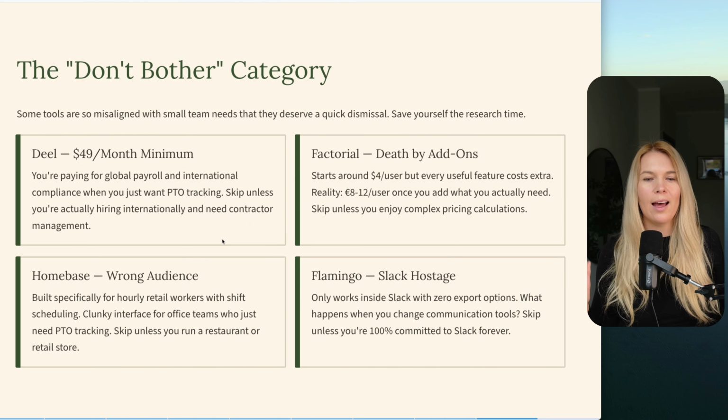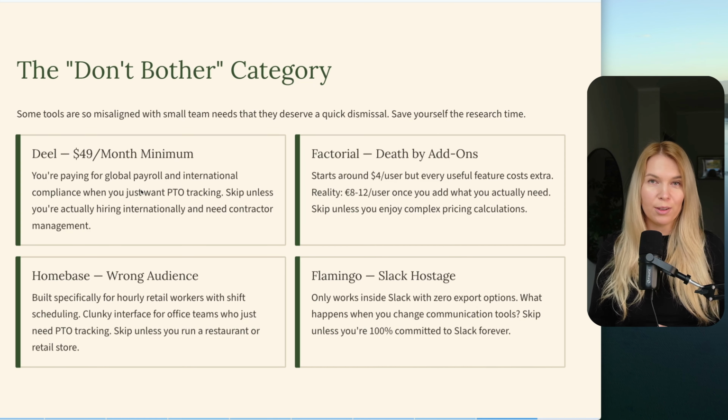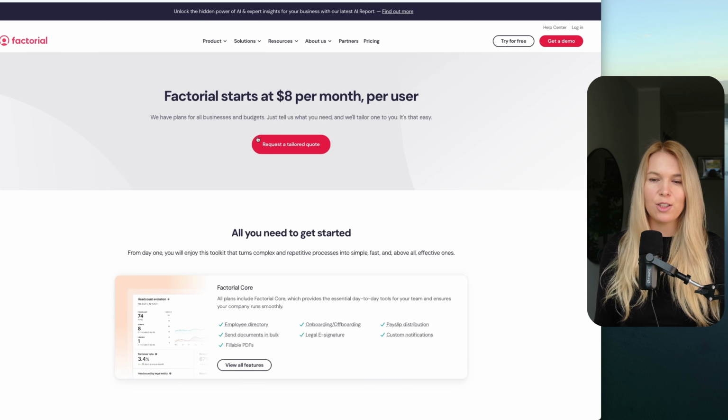And then we also have a don't bother category of tools that market themselves really heavily for the small teams that are just under 50 people and don't actually need these big enterprise solutions. One of them is Deel, which is just going to be an overkill in terms of pricing and the product features as well. And another one is Factorial, that is known to have really complicated pricing where you have to buy all of these add-ons and then you end up with the pricing that wasn't promised to you at first. As you can see from the pricing page, they are saying that it starts at $8 per month per user. And as you can see, you have to request a tailored quote. So this pricing gets out of hand really quickly.